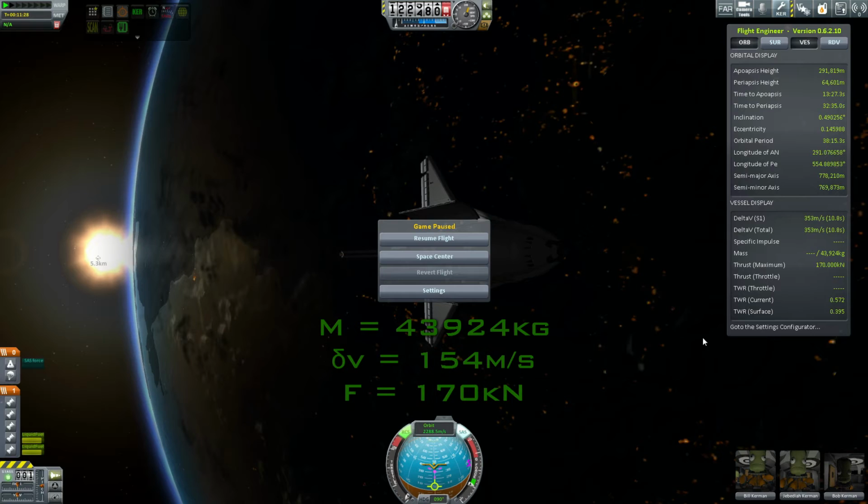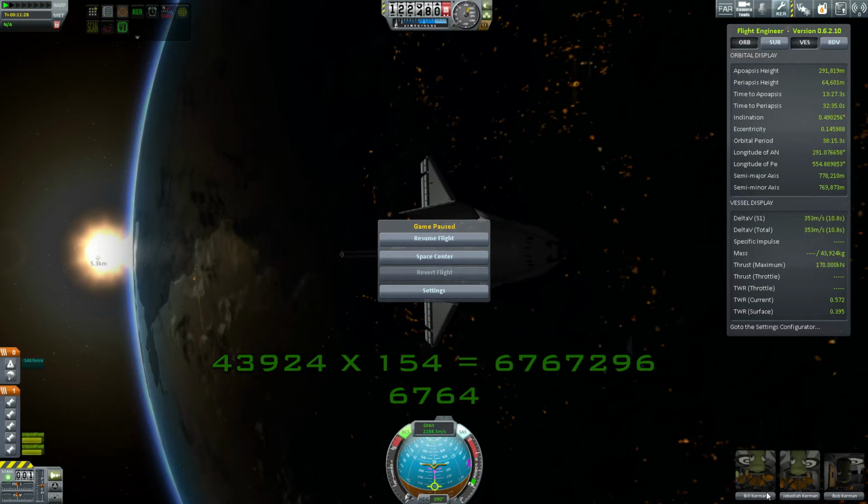So, from there, 43,924 kilograms times a delta V of 154 meters per second times a force of 170 kilonewtons, and times delta T. From there, you multiply the mass times your delta V and then divide your kilonewtons out. But if I were to go 43,924 times 154 and then just divide by 170, I get a huge number that is definitely not correct.